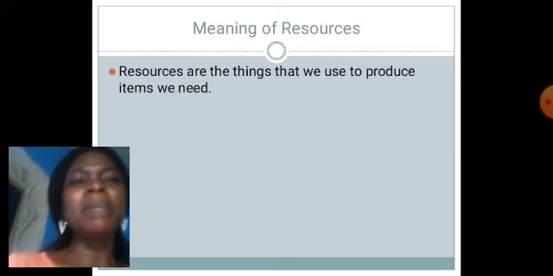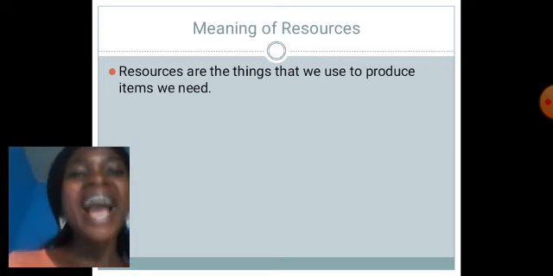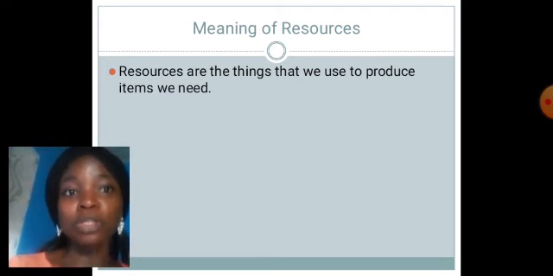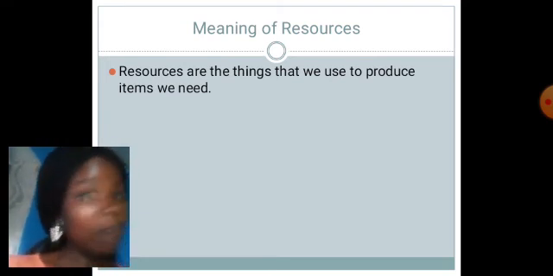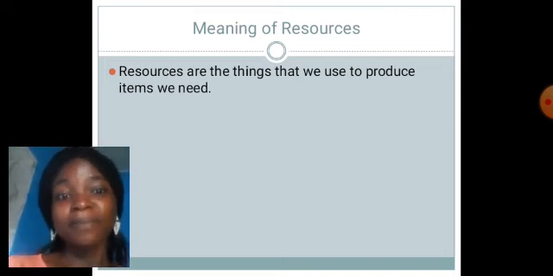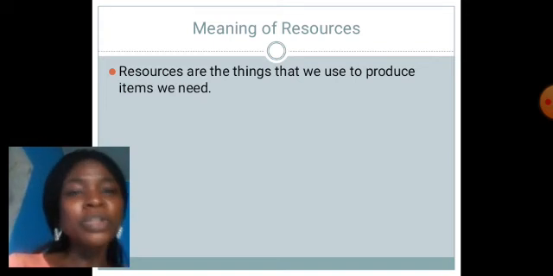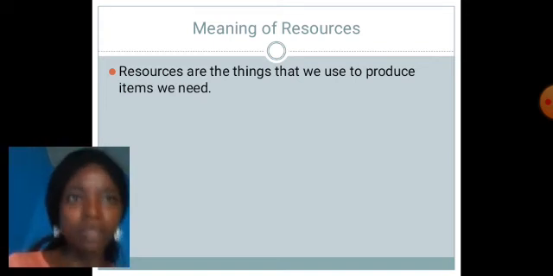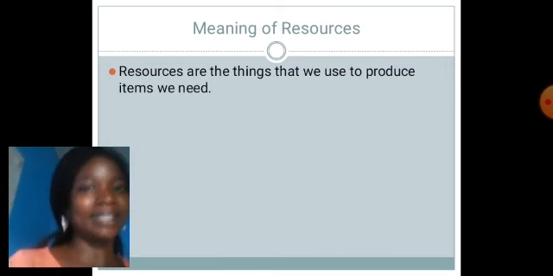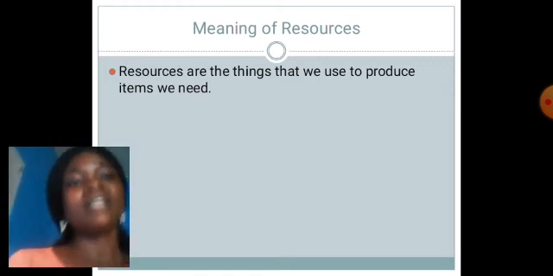So, what do we mean by resources? Resources are the things that we use to produce the items that we need. For example, to get this class on now, the resources I use are my phone, my social study textbook, and lots more. So whatever you need to produce something is what we call resources. Now, I use my primary social study textbook to prepare this lesson. That means the primary social study textbook that I use is part of the resources that I use.